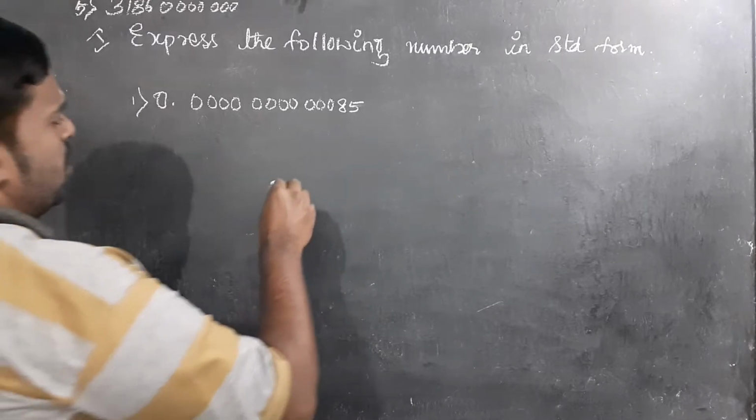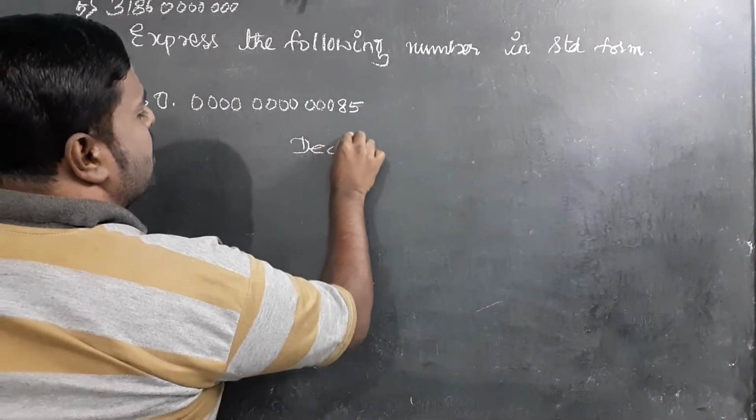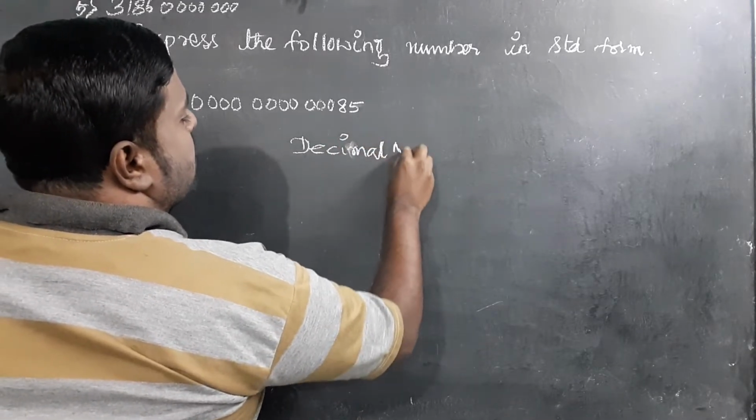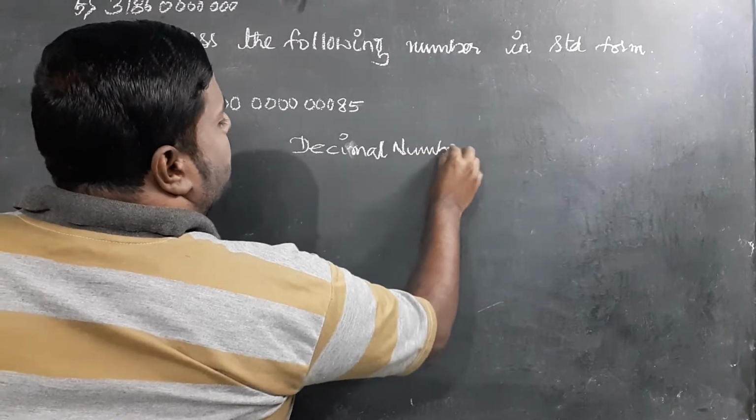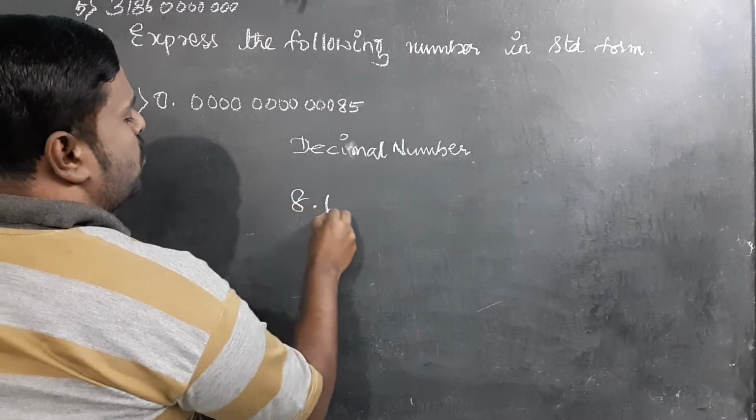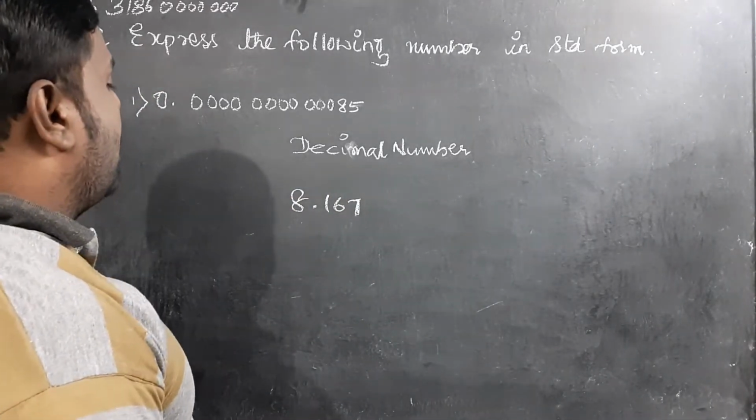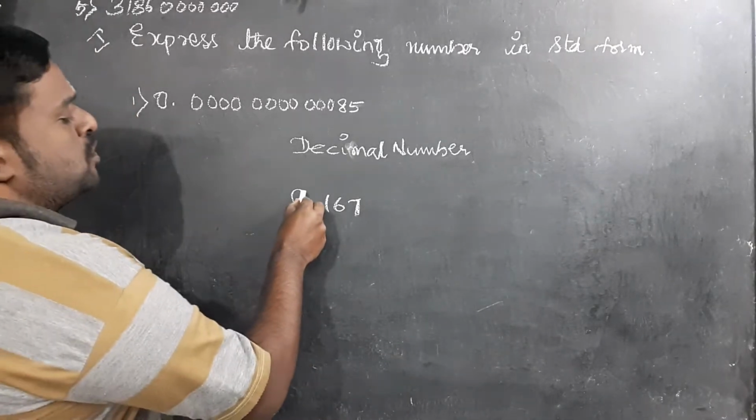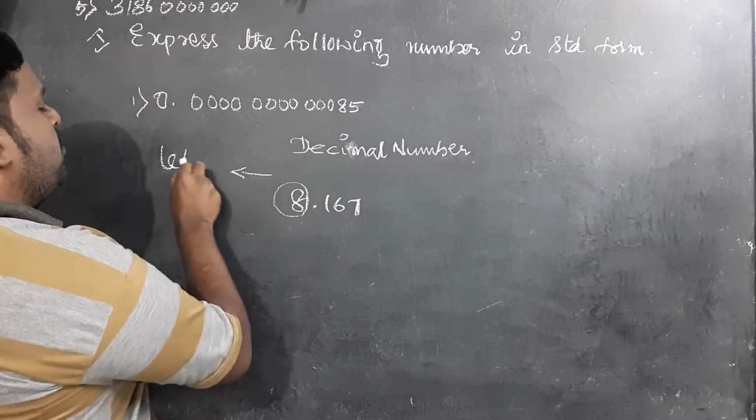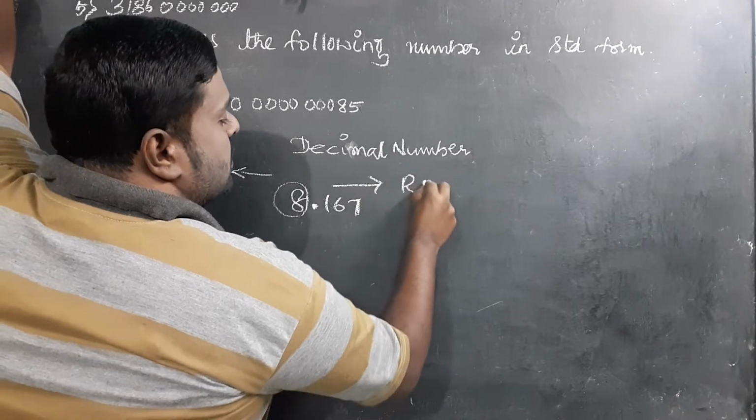Dear students, before I go to the problem, let me teach you some basics. This is very important: decimal numbers. For example, take 8.167. This is a decimal number. Now, this decimal number has two parts: one towards the left, and after the decimal, the part towards the right.